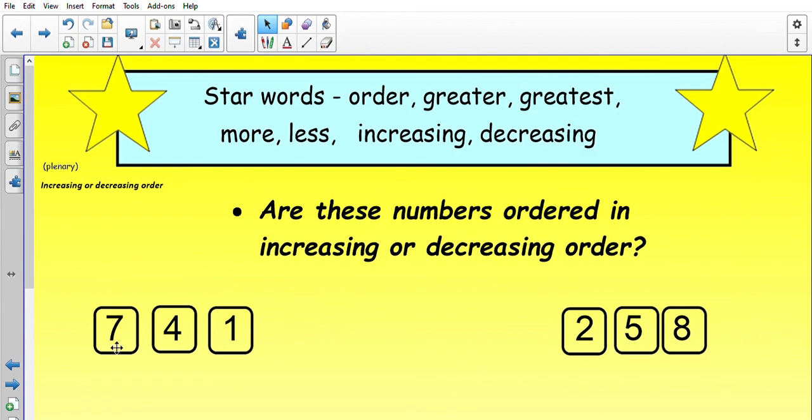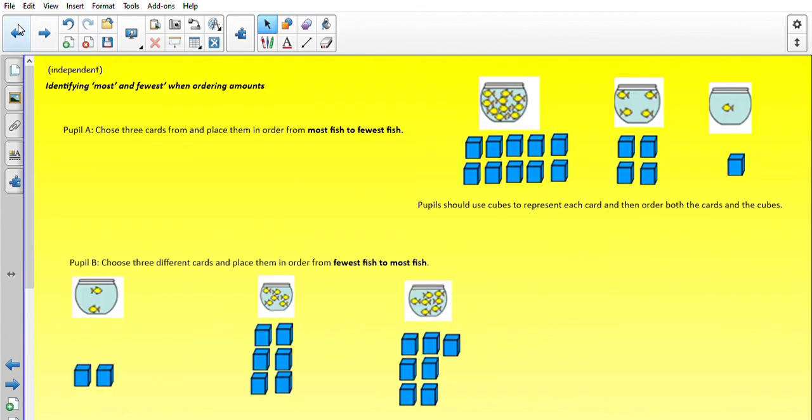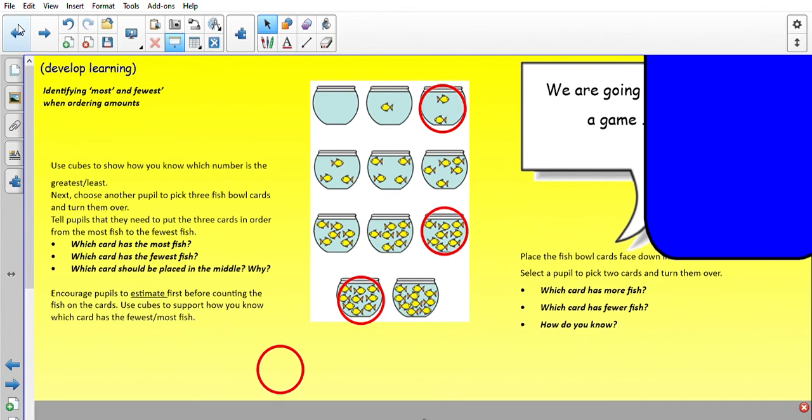So our number pattern here was decreasing, getting smaller. And our number pattern here was increasing, getting bigger. Well, I hope you enjoy having some fun with the fish in the tank, seeing if you can make patterns from most to fewest, or fewest to most, and have a go here, see if you can use our stem sentences to say why they're in the order that they're in. And I look forward to seeing what wonderful work you're doing on your portfolios.